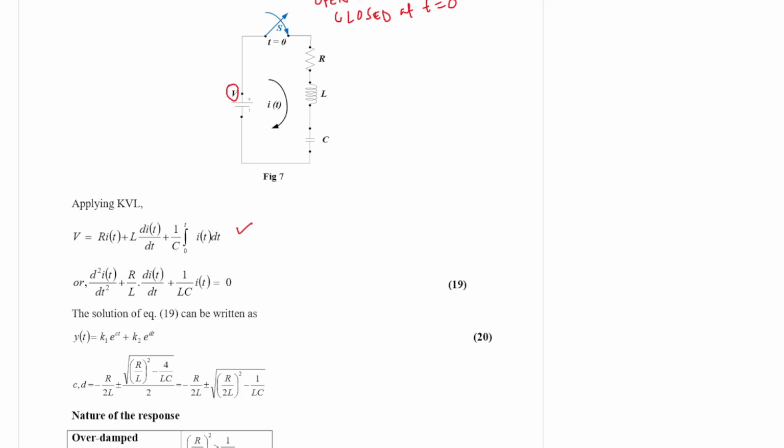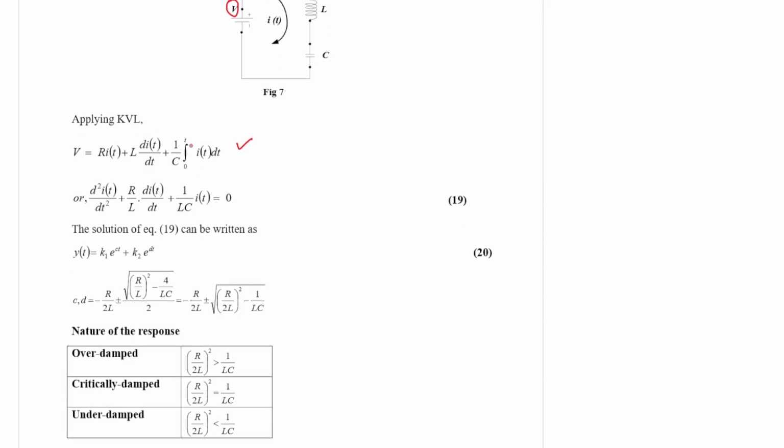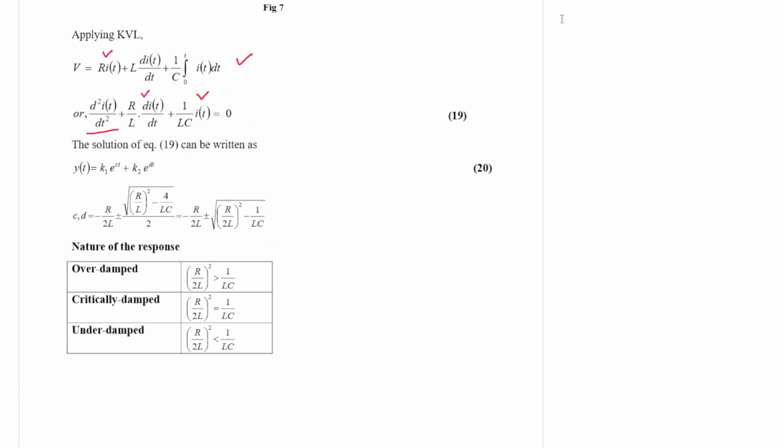So if you take the derivative, then the first term will be d2i/dt2, the second term will be R by L di/dt, and this term will be 1 by LC i(t), and the derivative of a constant term is 0, so that is why V becomes 0. So it is a well-known equation of this kind.